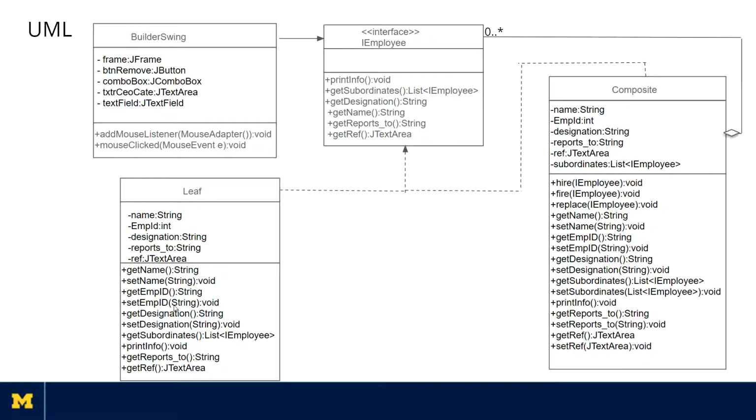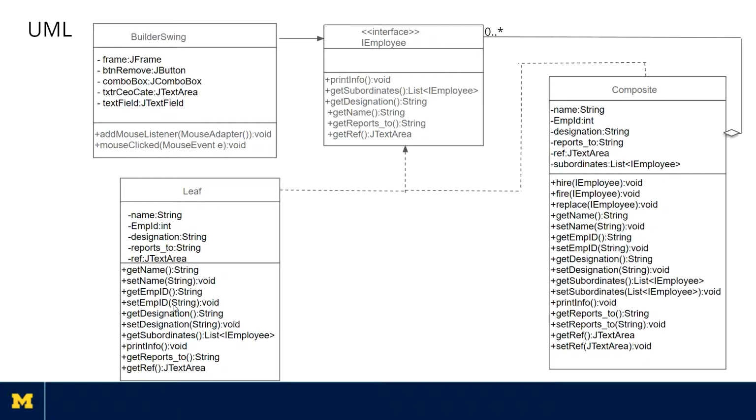This is the UML diagram of my application. As you can see, there's one interface called employee. This employee interface has got the common methods which any person in the organization would implement. The first one is print info.